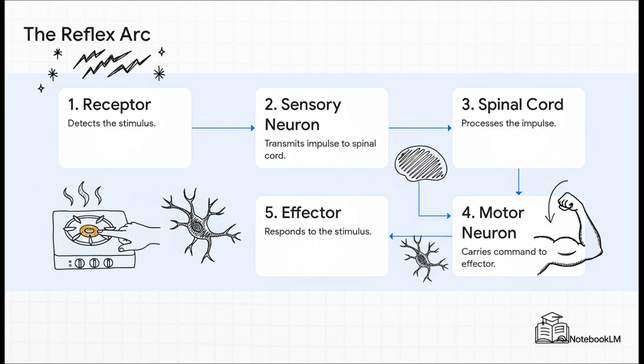A stimulus hits a receptor, the signal zips along a sensory neuron to the spinal cord, which sends a command straight back down a motor neuron, which tells an effector, like a muscle, what to do. That is it. Don't make it more complicated than it is.